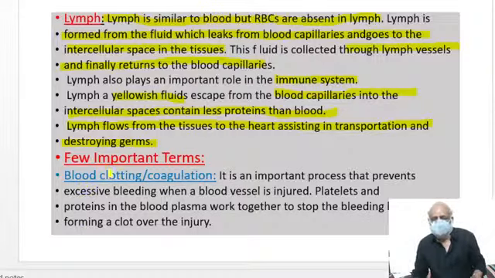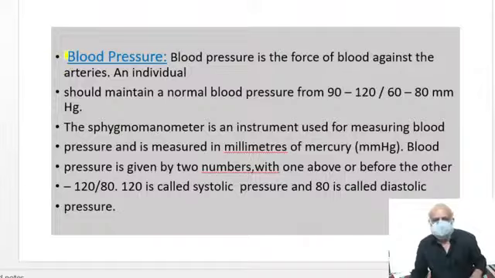I have introduced few important terms, that is blood coagulation, blood pressure, which is given in the yellow box of NCERT.